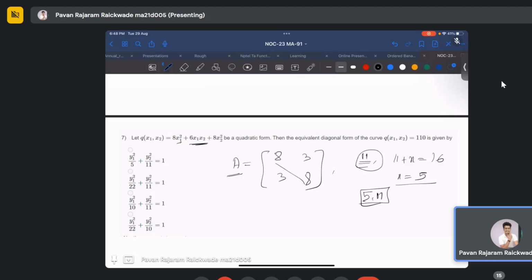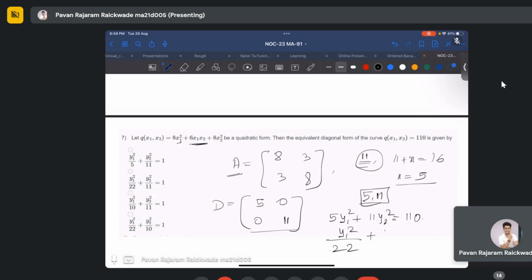Can anyone tell me how I got 11 as an eigenvalue? Row sum is the same, sir. Yes, and what will be the eigenvector? 1, 1. Perfect. So now you have the diagonal matrix D as, let's say, 5, 0, 0, 11. So what will be the quadratic form corresponding to this? 5 times y1 squared plus 11 times y2 squared equals 110. Or if I divide by 110, I get y1 squared divided by 22, and y2 squared divided by 10.